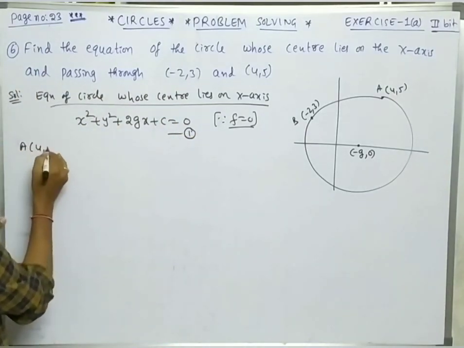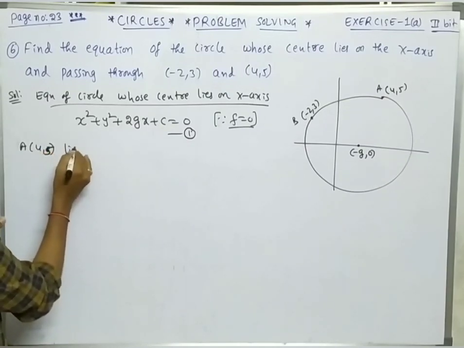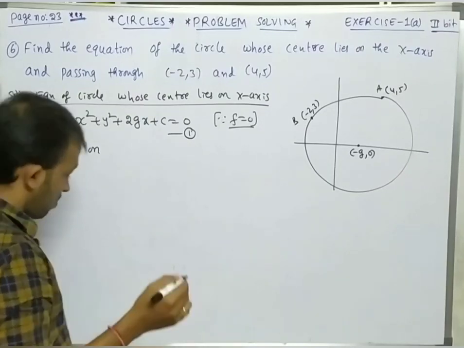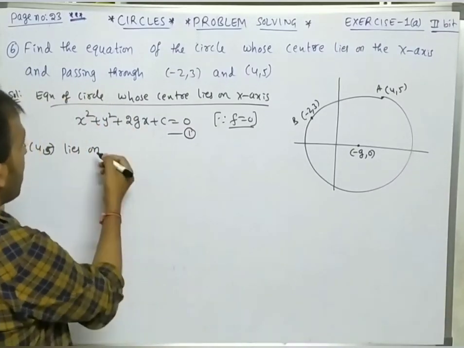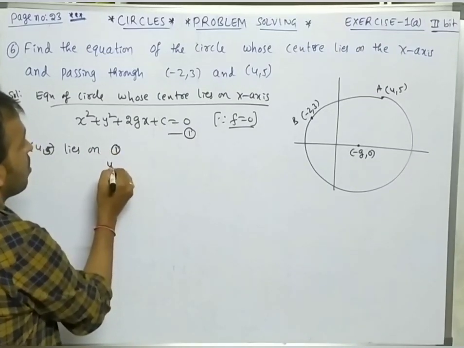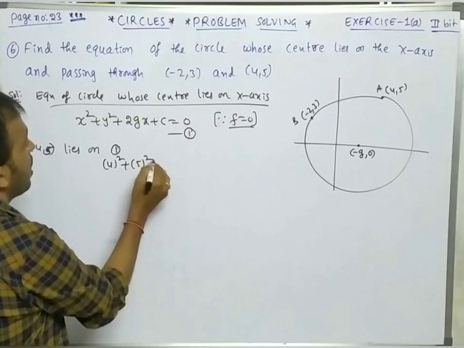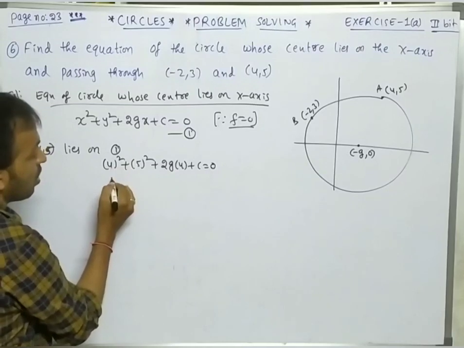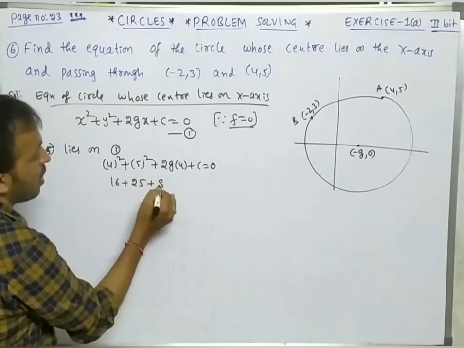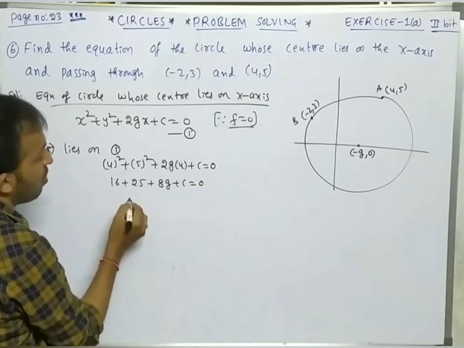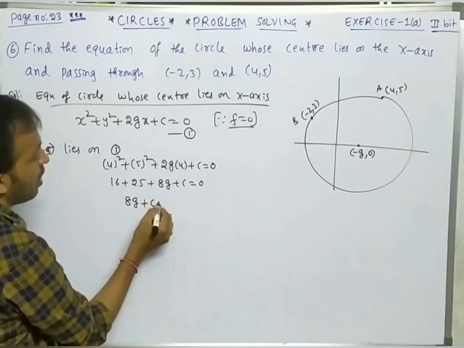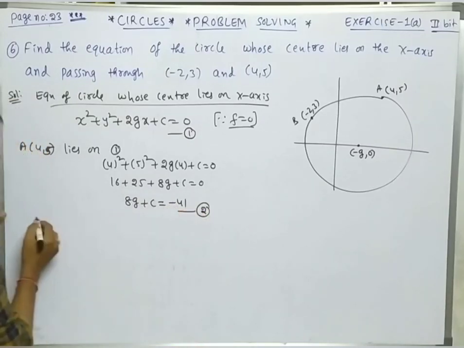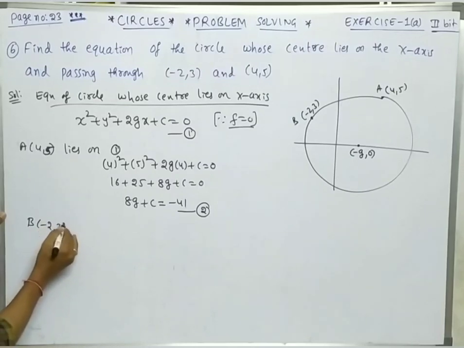Now 4, 5 lies on the circle. Substitute: 4 square plus 5 square plus 2g into 4 plus c is equal to 0. 16 plus 25 plus 8g plus c is equal to 0. 8g plus c is equal to minus 41. Equation number 2.